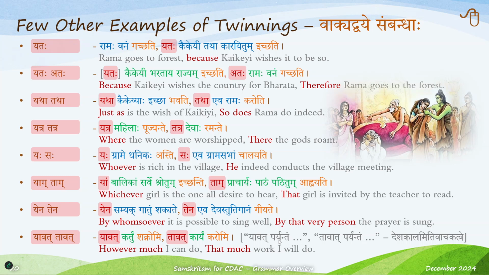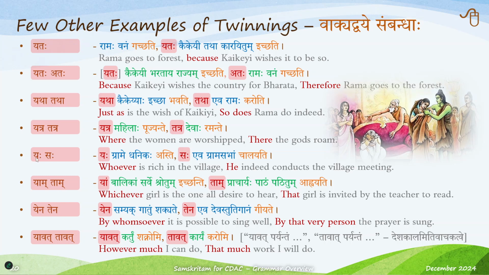Paryantam can be added to bring a temporal or locational sense. Here it's a little open, more like quantity. Here it's more like a boundary, a time boundary or space boundary. So that is the distinction. These are just a few. There were a few more, but these are sufficient for a lot of our needs.